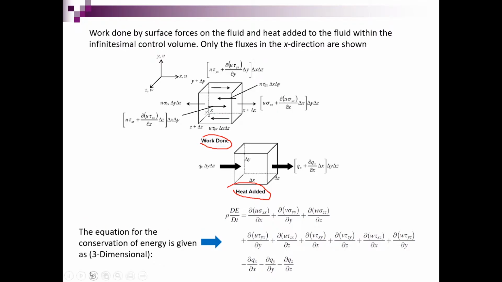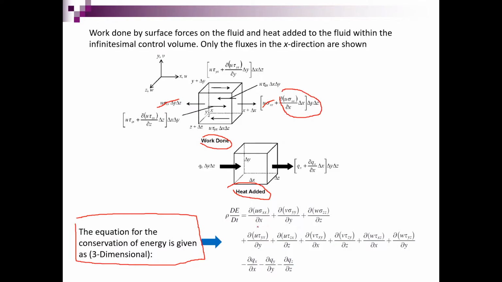The equation below is the total, overall equation of the conservation of energy in three dimensions. How is it done? This is only for the x dimension. We just need to sum all of this work done by the surface on the fluid, and also add it together with the heat added in the control volumes. For example, for strain xx, this will cancel each other, so what you are going to have is only this term.